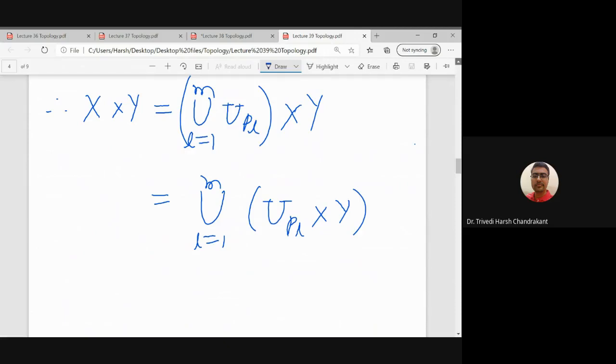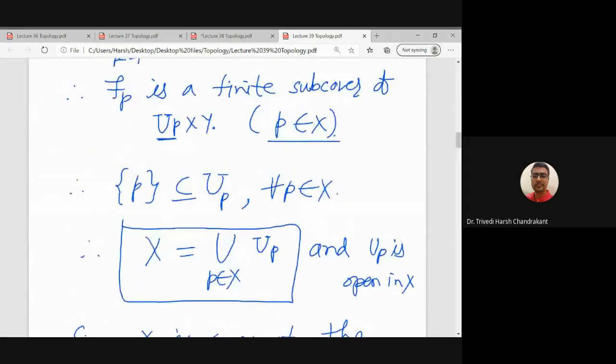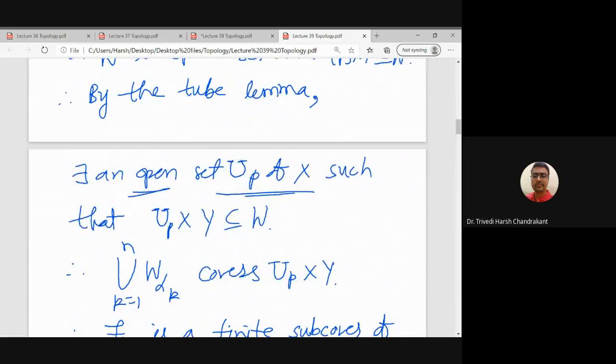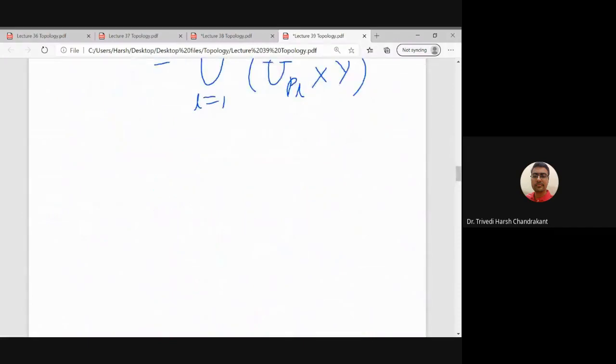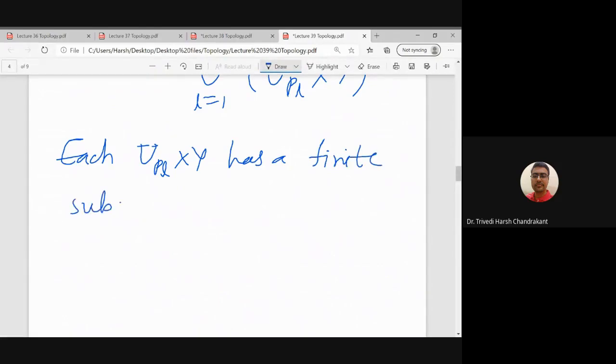Once we get this, what we know is that all such sets UP cross Y has a finite cover FP. So we have written here that FP is a finite subcover of UP cross Y, right? And once we have a finite subcover of each UP cross Y, so each UPL cross Y has a finite subcover FPL, right? For all L equal to 1, 2, up to M.